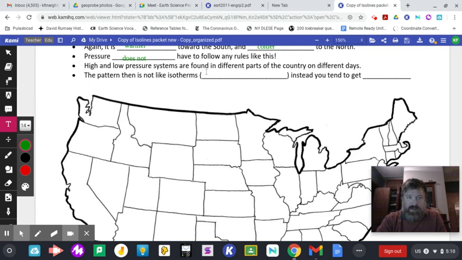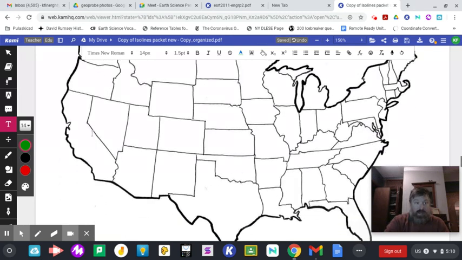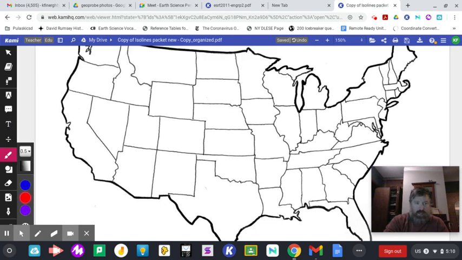So this pattern ends up not being like isotherms, which are parallel lines. Instead, you tend to get circles, not mathematically perfect circles, but the kind of blobby circles that we've been doing up above on all of these isolines. So to say, hey, what is it like on those days? Let's just pick a spot. Let's put an H right here in Colorado, so that there's a high pressure system.